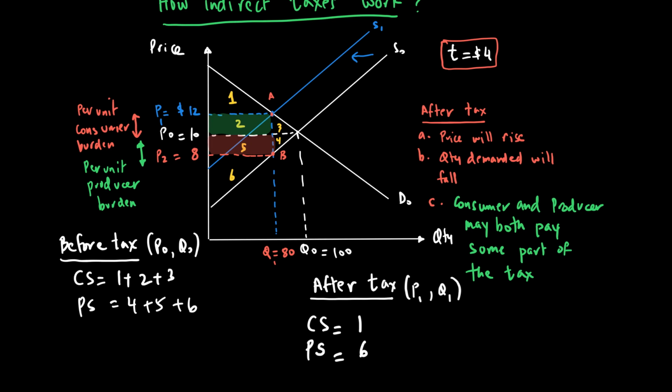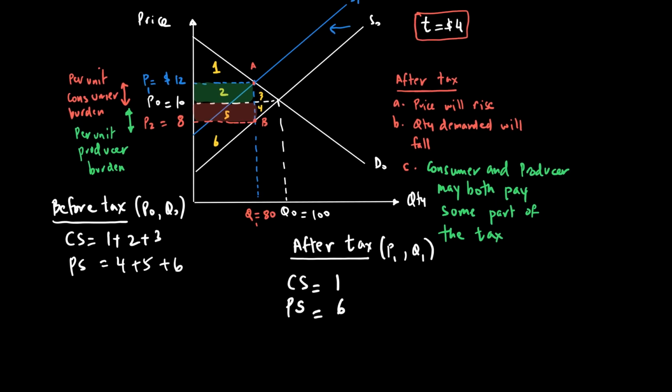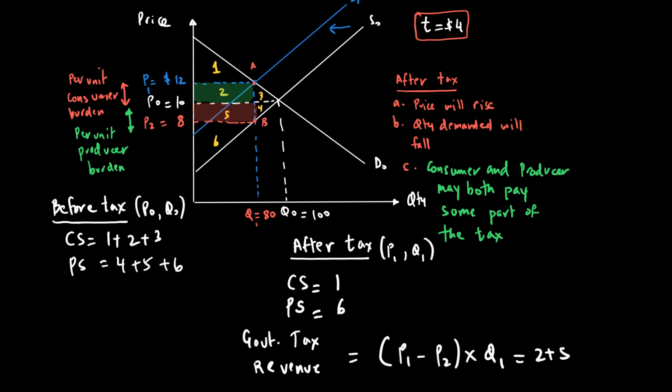So where does the rest of the region go? We say that the government is also pocketing something we call government tax revenue, and that tax revenue will be equal to this tax amount, which is P1 minus P2, times the new quantity Q1, which will be basically area 2 plus 5.